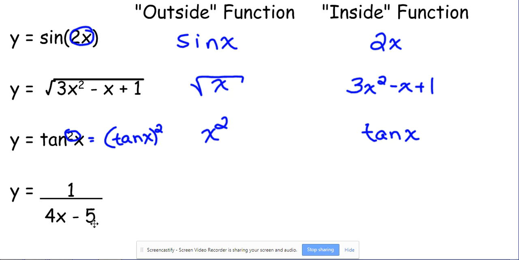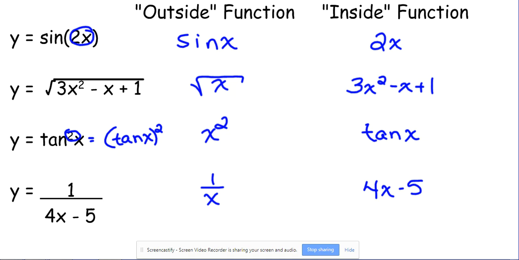So then let's look at this one. We would plug x into the 4x minus 5, and then we're using the rational function 1 over x to evaluate that after that point.